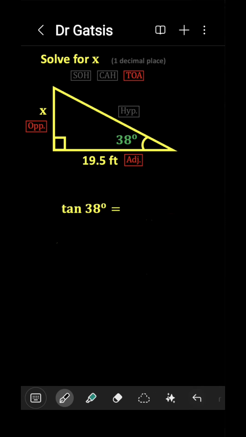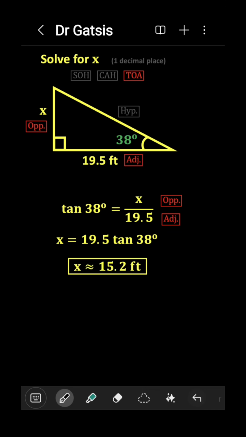The tangent ratio is most appropriate in this case, and when written as opposite over adjacent, with the quantities given, that'd be x over 19.5. With the variable in the numerator, we multiply to obtain the final result, which is 15.2 feet.